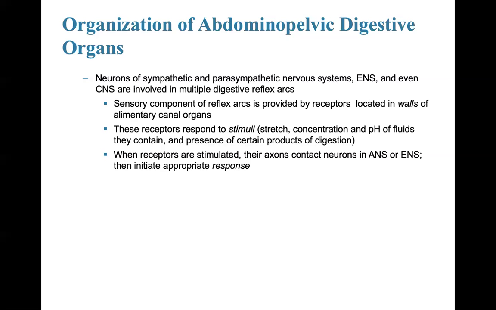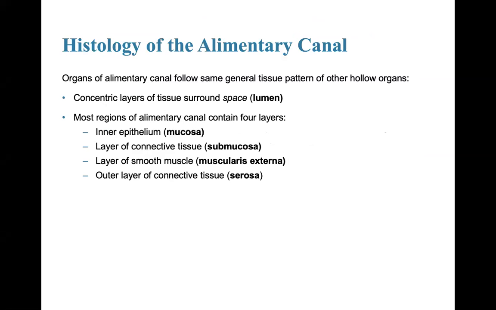When the receptors are stimulated, their axons contact the neurons in the ANS or ENS, which then initiate the appropriate response. And that's sort of our regulation along the GI tract.